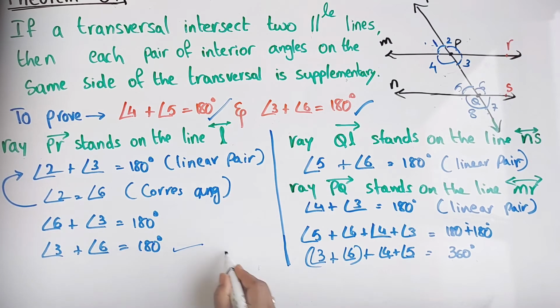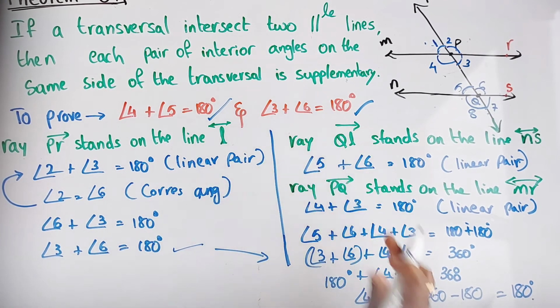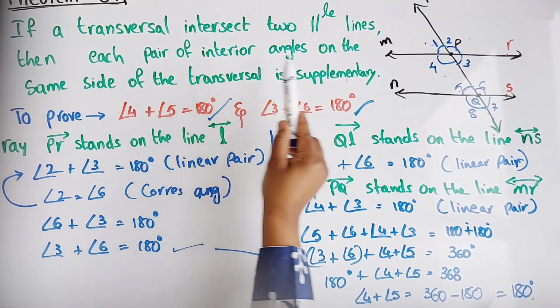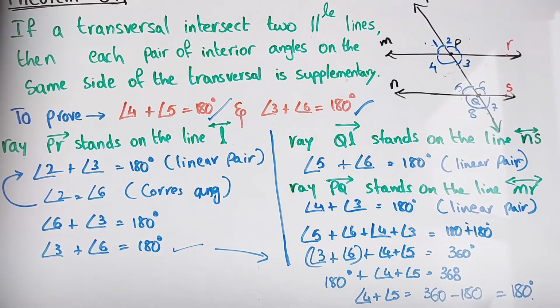Right. I am substituting this value here. That means 180 degrees plus angle 4 plus angle 5 equal to 360 degrees. That means angle 4 plus angle 5 equal to 360 degrees minus 180, that equal to 180 degrees, children. So, angle 3 plus angle 6 equal to 180 degrees and angle 4 plus angle 5 equal to 180 degrees. That means each pair of interior angles on the same side of the transversal are supplementary.